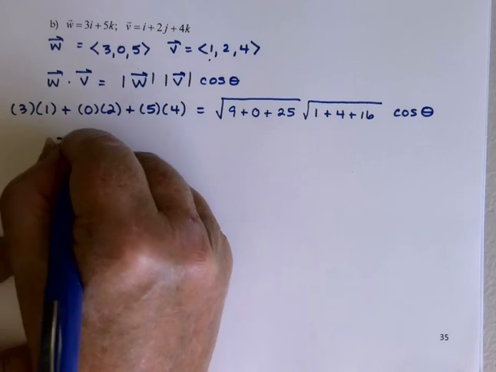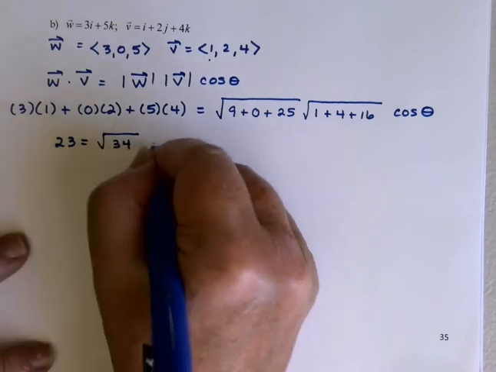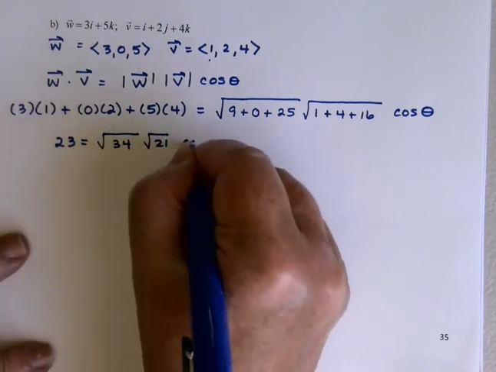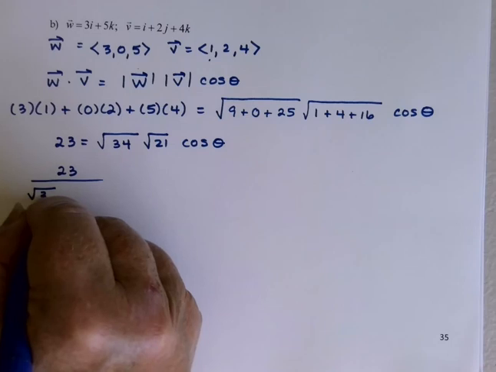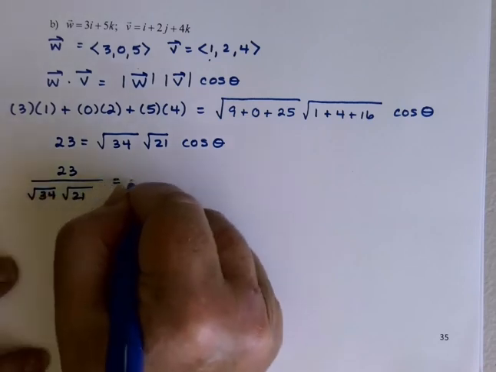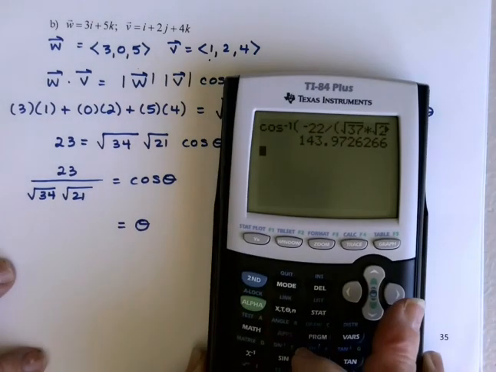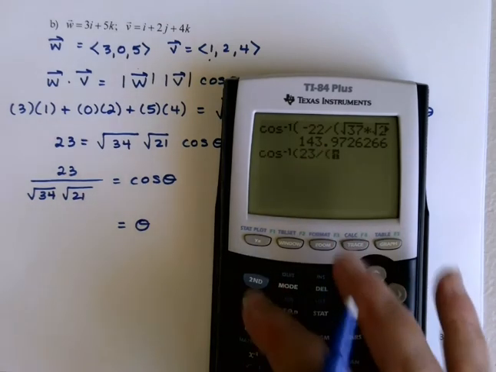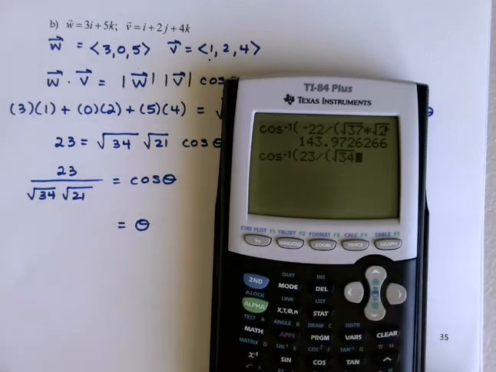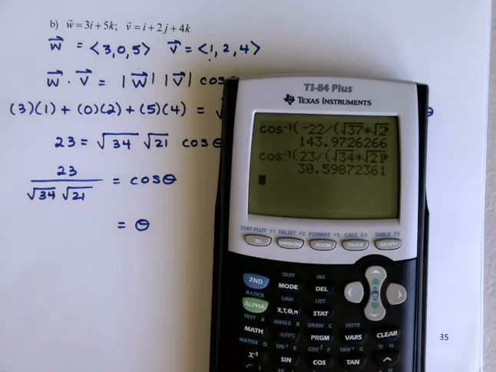Left-hand side then is 23, is the square root of 34 times the square root of 21 cos theta. So there's cos theta. And again, I'm just going to use an inverse cosine. And that's about 30.6 degrees.